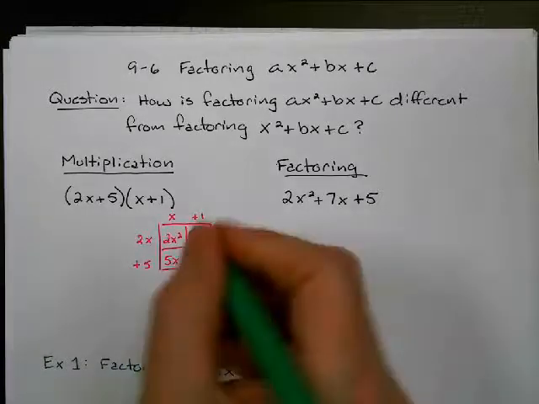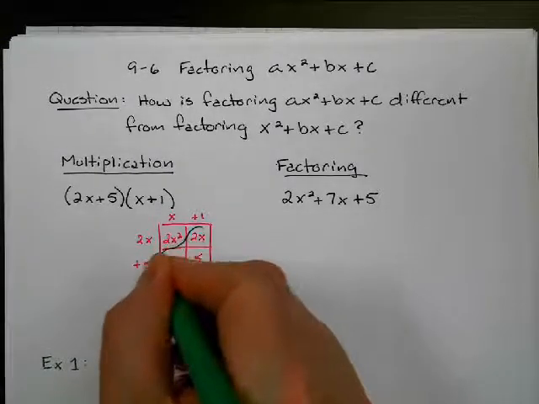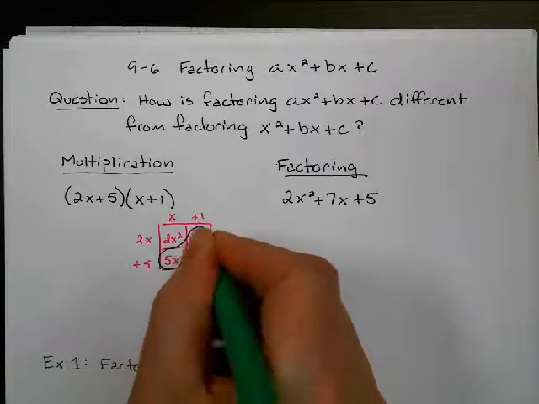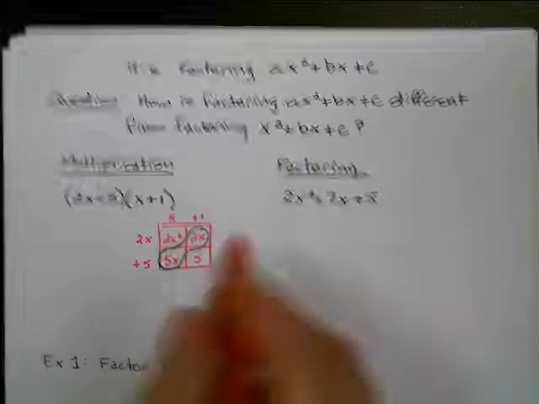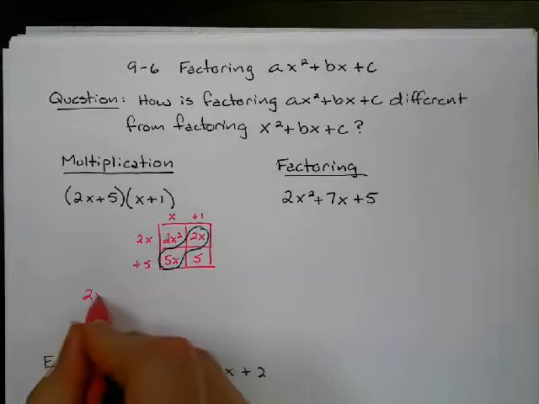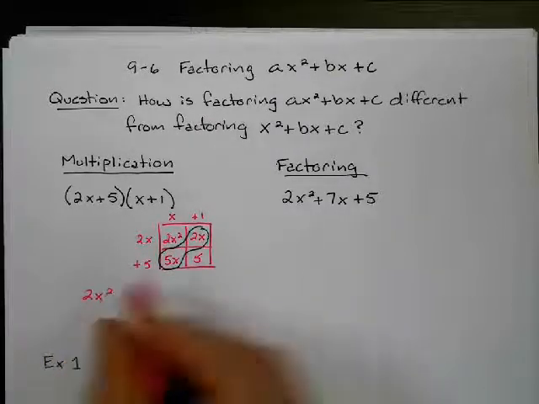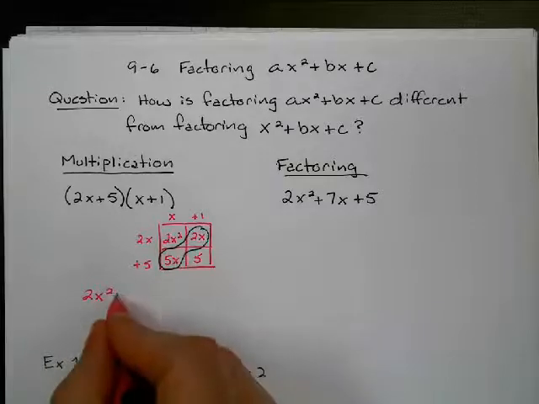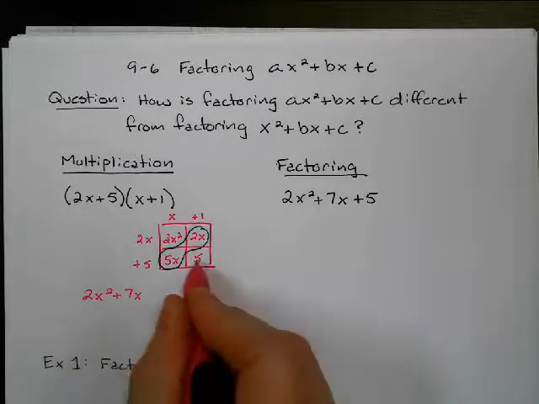I do have like terms. My like terms are in the peanut right here. So my final trinomial would be 2x squared plus 7x plus 5.